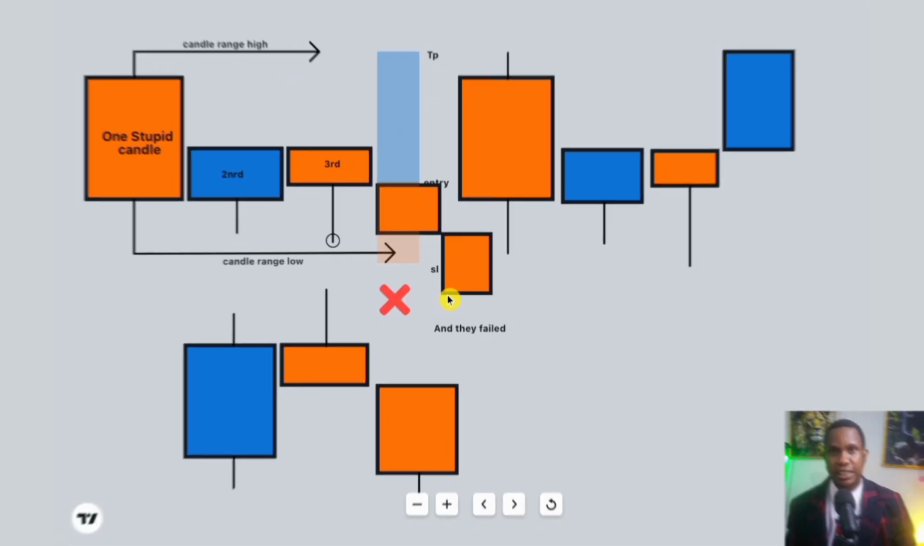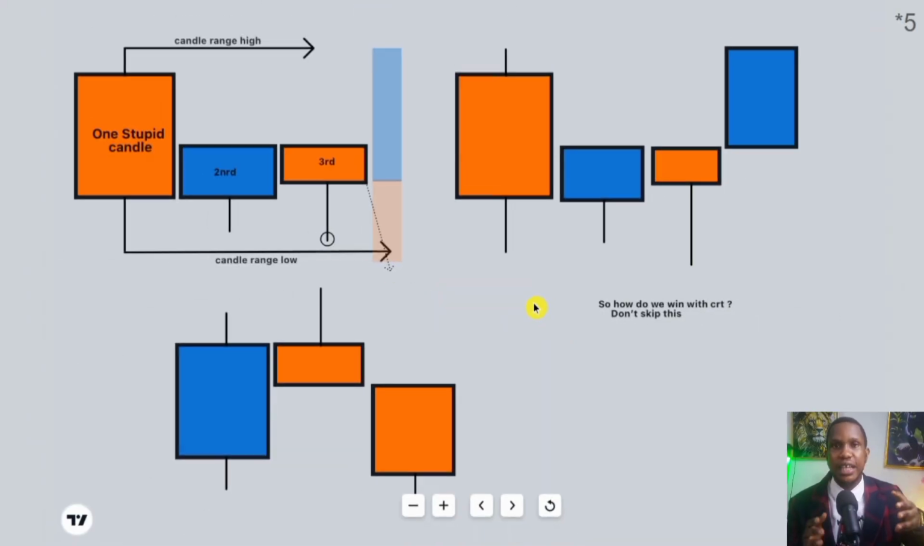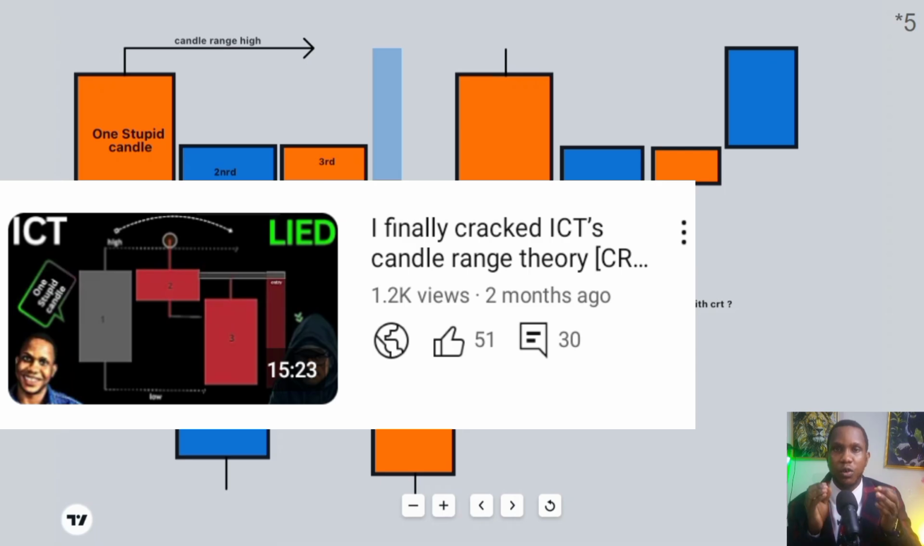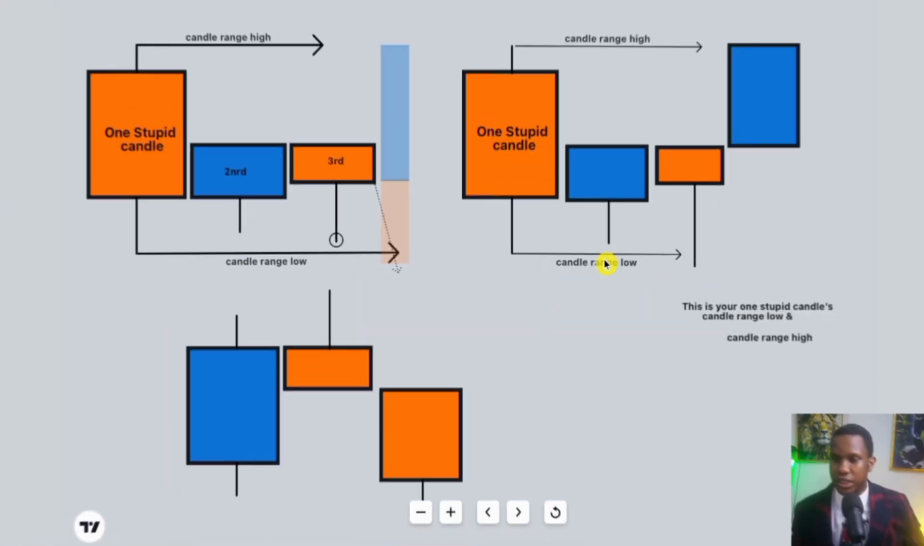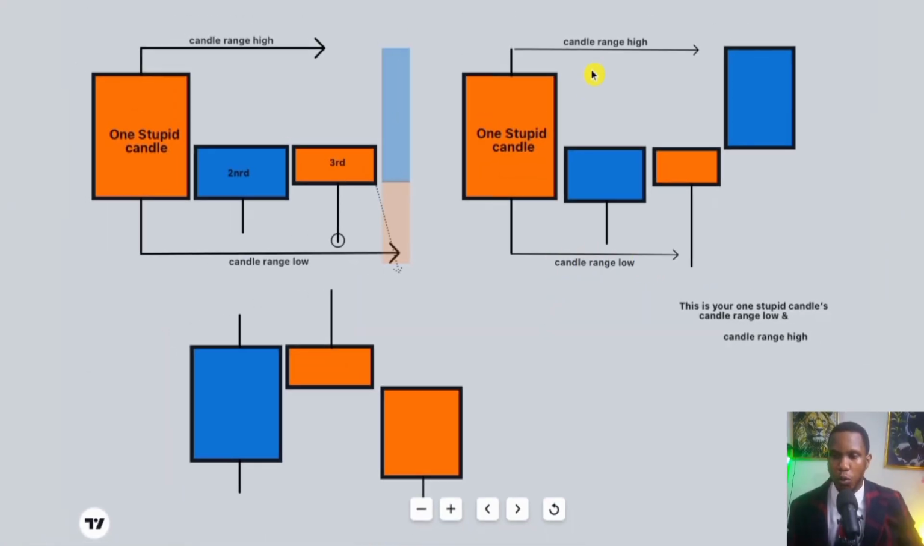Fellow traders, so how do you win with CRT? This video builds upon our earlier video, I Finally Cracked the ICT Candle Range Theory. Watch that before this. How do we win with CRT? So this is the candle range low and high of our one stupid candle.